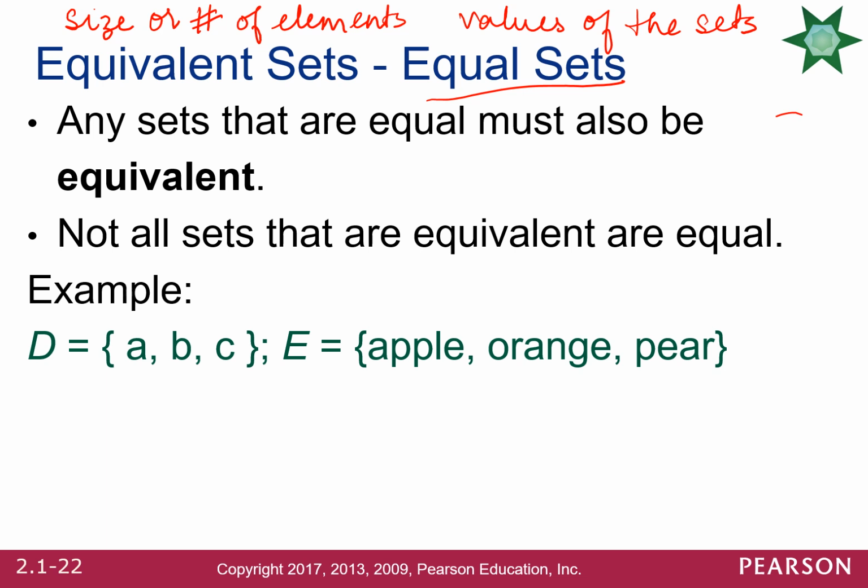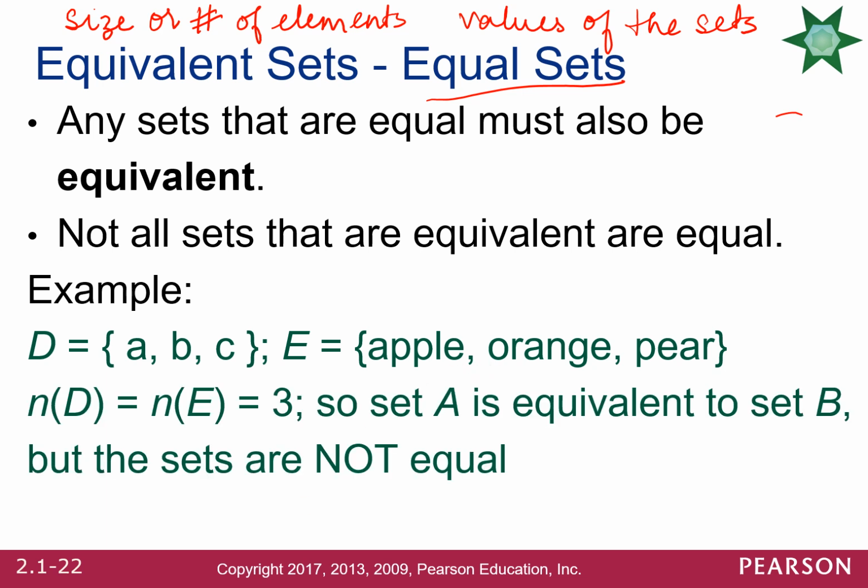For example, here we have two sets, D equals {A, B, C}, and E equals {apple, orange, pear}. So we see the number of elements in D is 3. Number of elements in E is 3 as well. That makes the two equivalent sets. However, they are not equal sets because the values of the elements are completely different in the sets.